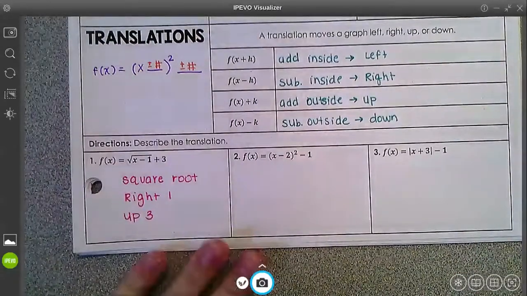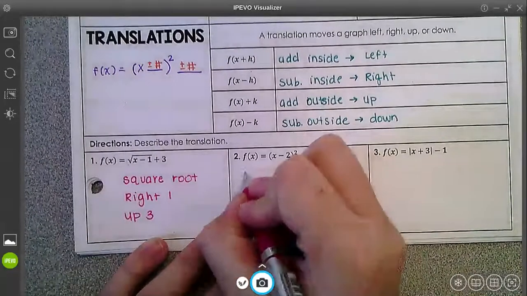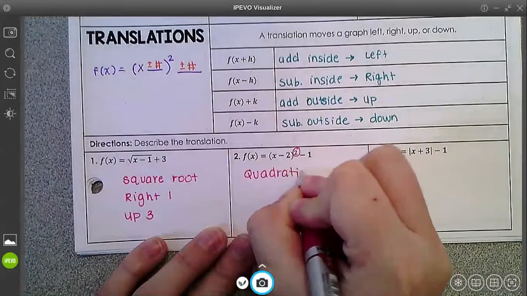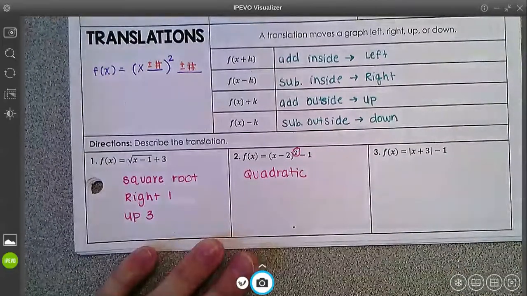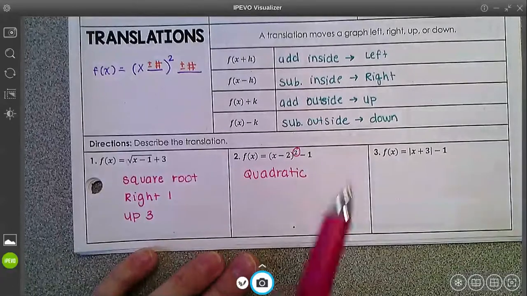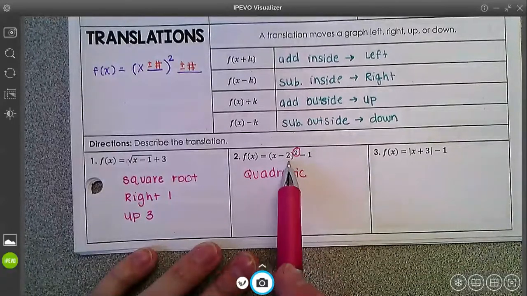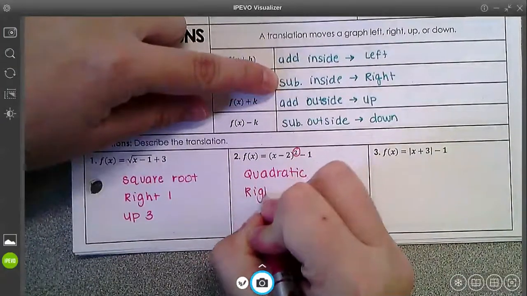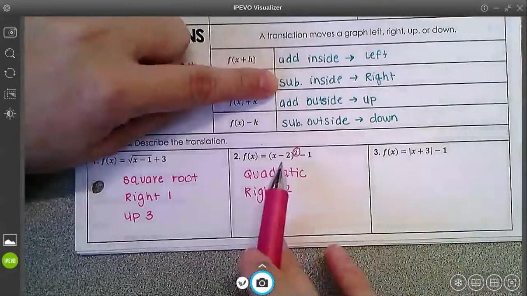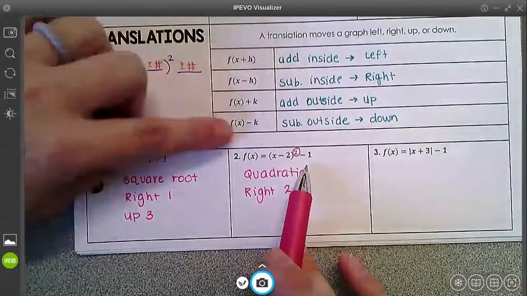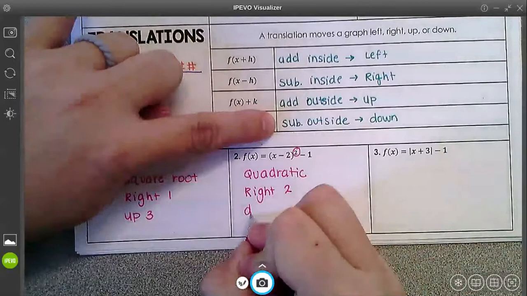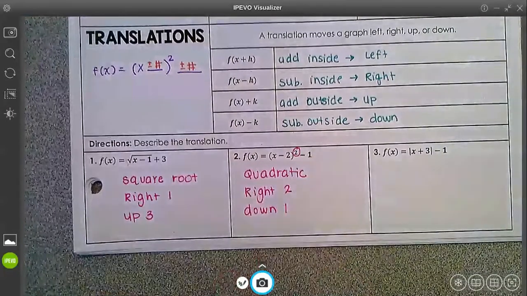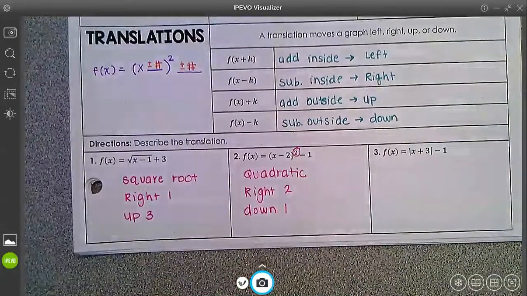So number 2, what type of function? Quadratic, because I've got this squared. And then subtracting 2 on the inside. Subtract inside, moves right 2. And subtracting outside moves down 1. So whatever number is being subtracted, that's how many it moves.